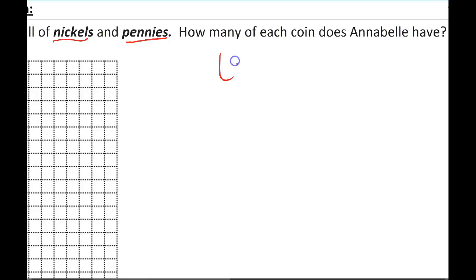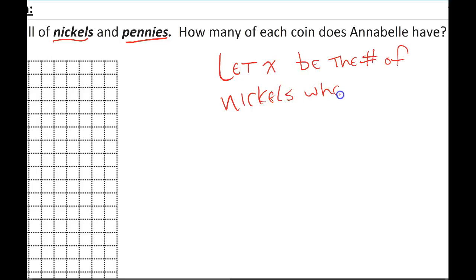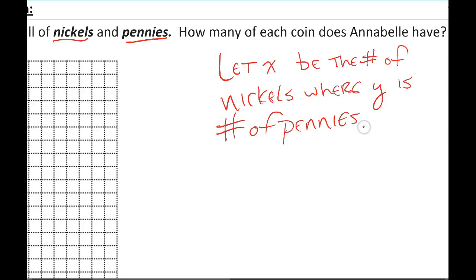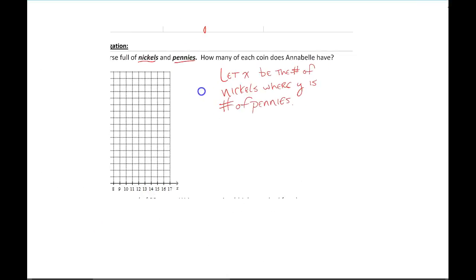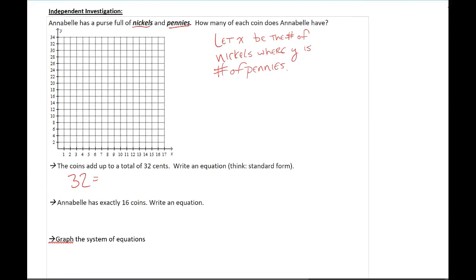So I say, well, let x represent, or let x be, the number of nickels, where y is the number of pennies. And again, you want to be painfully explicit when you define your variables because it's going to save you a lot of time in the long run.